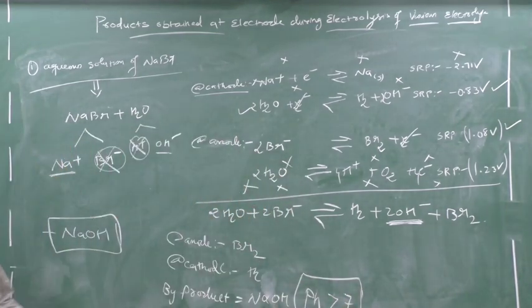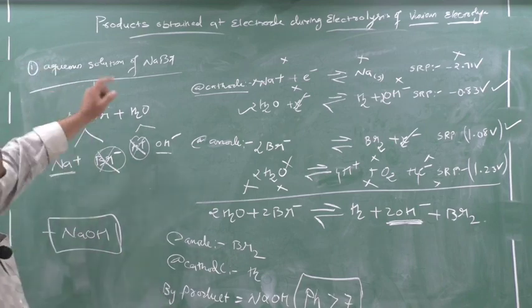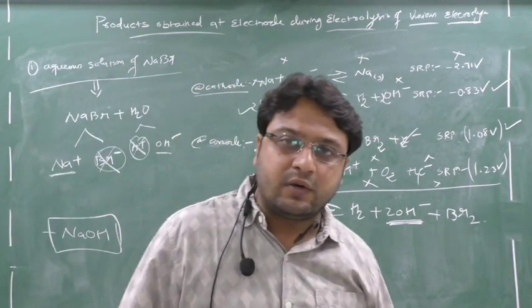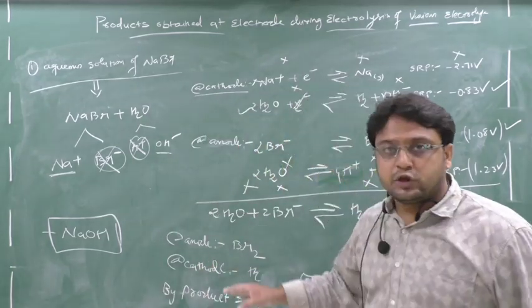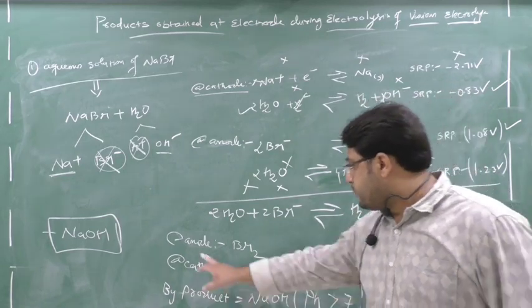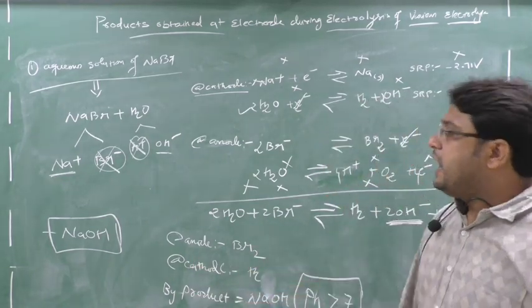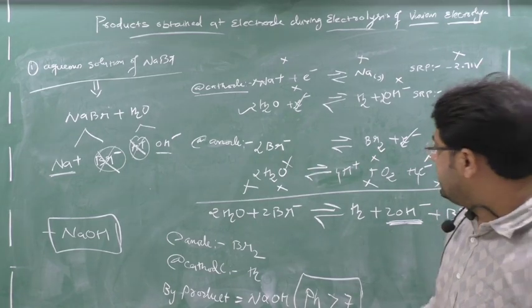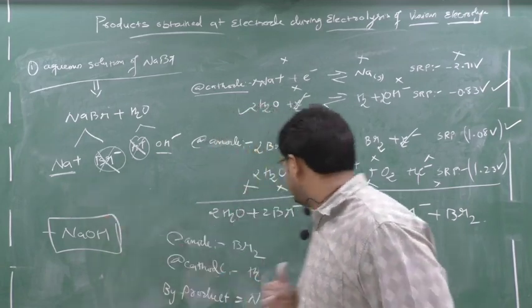So one question can come: after the electrolysis of an aqueous solution of NaBr, what are the products obtained at the anode and cathode, and what will be the pH of the final solution? At the anode bromine gas will be obtained, at the cathode hydrogen gas will be obtained, and after the completion of the reaction we observe that NaOH is remaining, because here Na plus and OH minus.